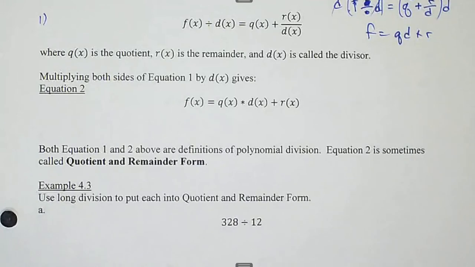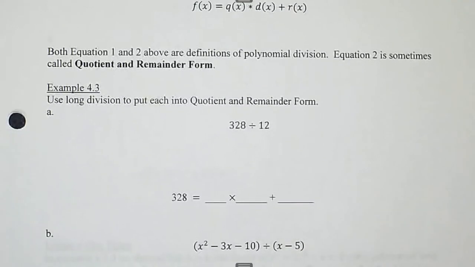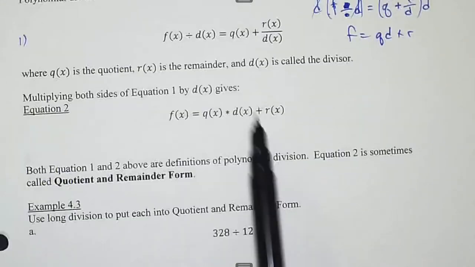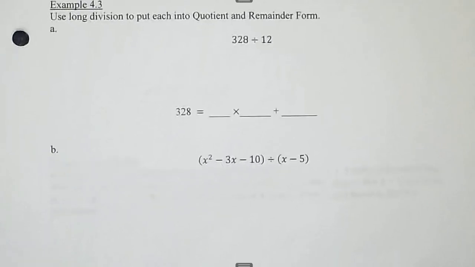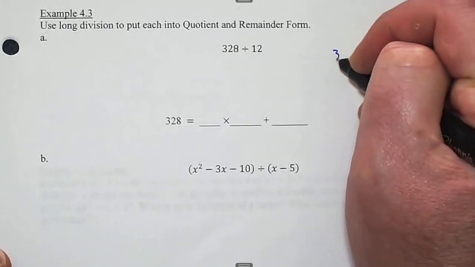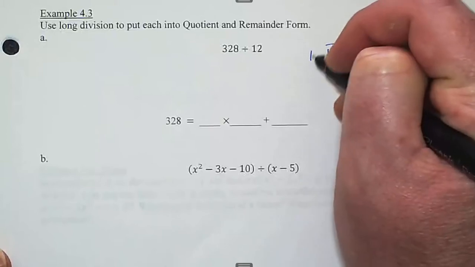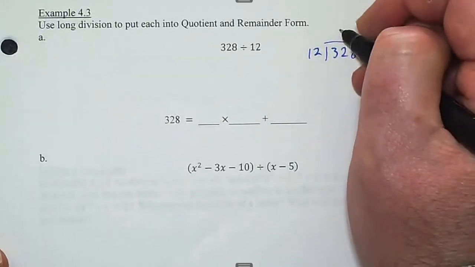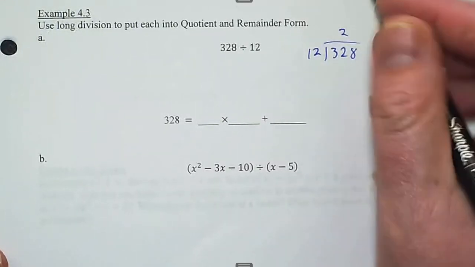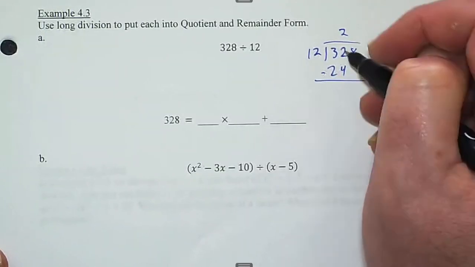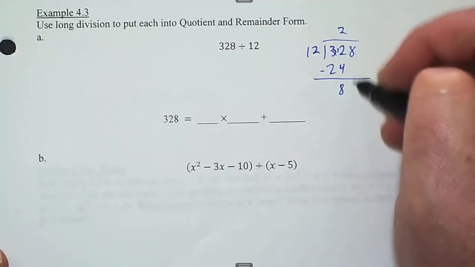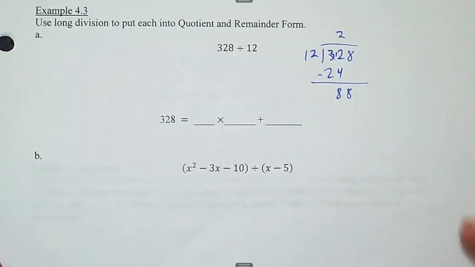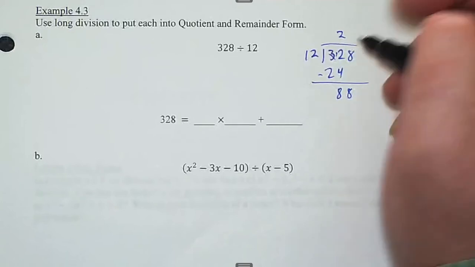This is something that you should be familiar with from regular integer division, so let's remind ourselves of that. I will refer to this often as quotient and remainder form. So let's take a look at 328 divided by 12. Looks like that would be 12 goes into 32 twice, so that's a 24. And let's see here, that would be an 8. And I bring down the 8. And let's see, I think 12 times 7 is 84.